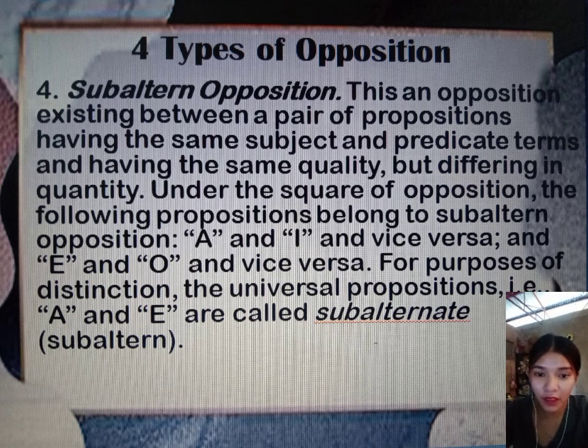Subaltern propositions can be true together and subaltern propositions can be false together. So the E is no cats are dogs, so true gihapon. And the O is some cats are not dogs, so true gihapon.